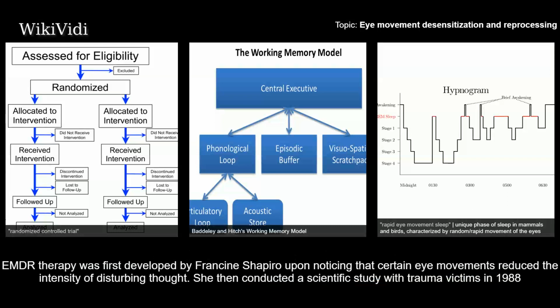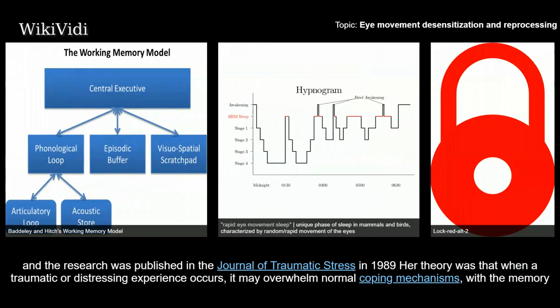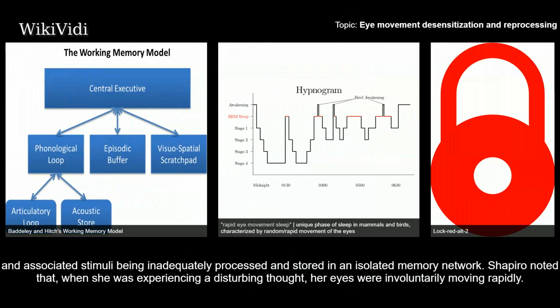EMDR therapy was first developed by Francine Shapiro upon noticing that certain eye movements reduced the intensity of disturbing thoughts. She then conducted a scientific study with trauma victims in 1988, and the research was published in the Journal of Traumatic Stress in 1989. Her theory was that when a traumatic or distressing experience occurs, it may overwhelm normal coping mechanisms, with the memory and associated stimuli being inadequately processed and stored in an isolated memory network.